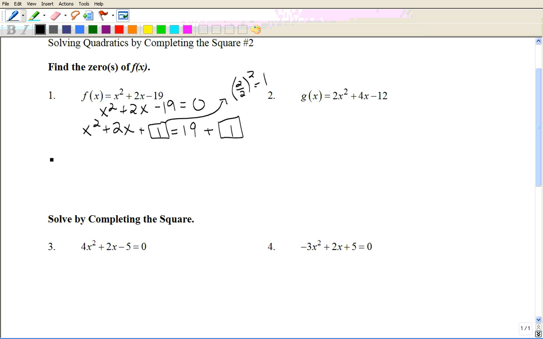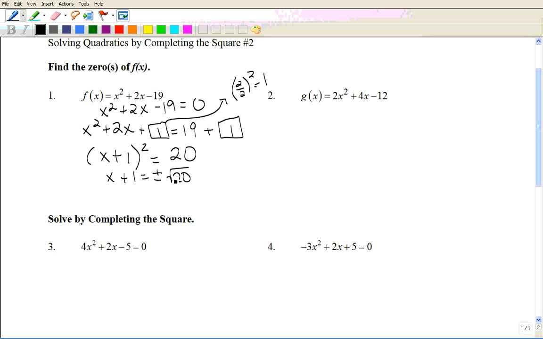The left-hand side is now a perfect square trinomial, so we'll have x plus, so since we had plus 2, divide that by 2, we'll have plus 1 squared equals, and 19 plus 1 is 20. Now we're going to take the square root of both sides, so we get x plus 1 equals positive or negative square root of 20.